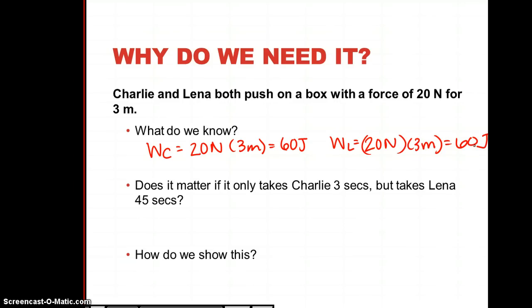But does it matter to us that it only takes Charlie 3 seconds, but it takes Lena 45 seconds? Probably. I mean, that's showing that Charlie is doing the same amount of work a lot faster than Lena. But how do we show this? With the equations that we currently have, we can't. And that's where power comes into play.